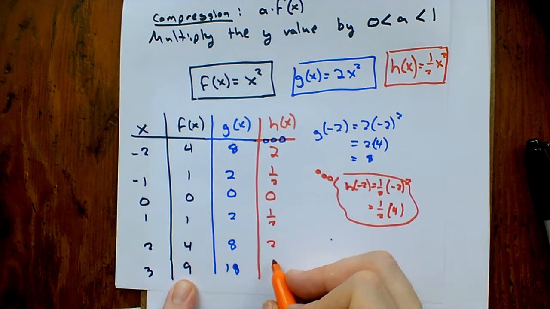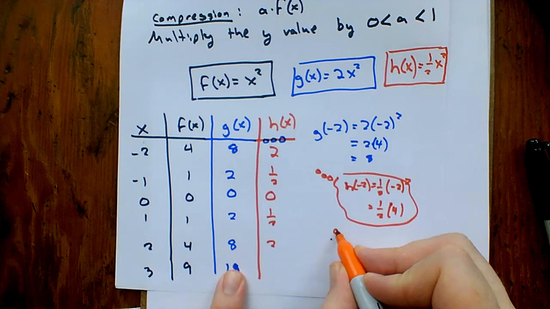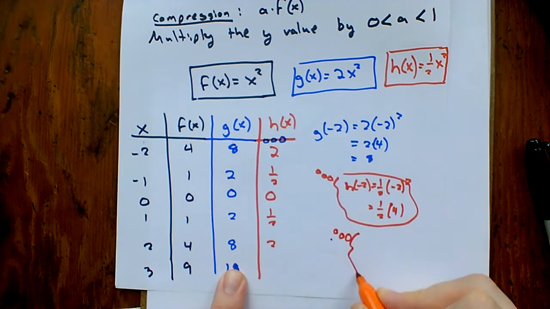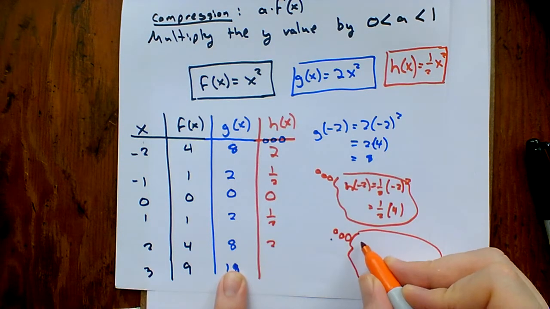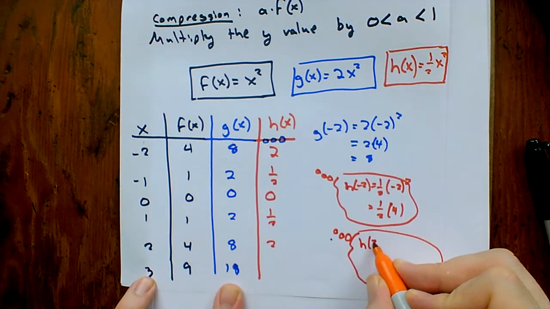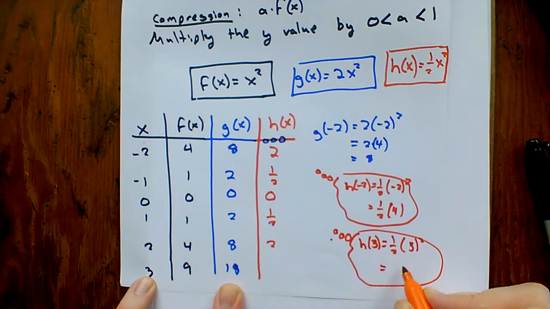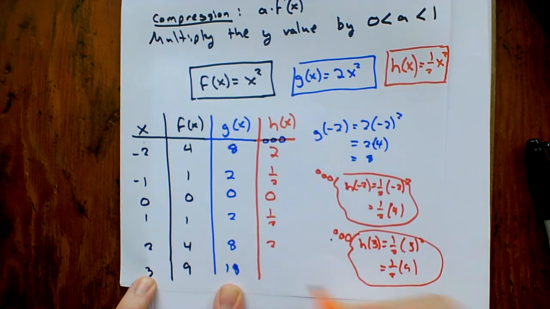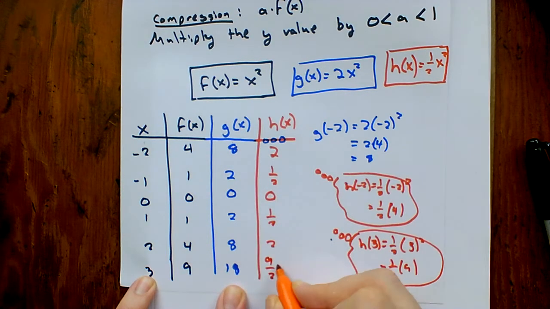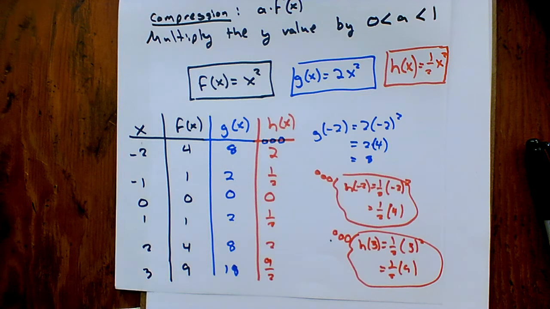Half of 9, this one's a little tougher. Well, not that tough, but it's probably bears showing. h of 3 would be 1/2 of 3 squared, or that's going to be 1/2 times 9, or 9/2. This would be about 4.5. Well, not about 4.5. It would be exactly 4.5.